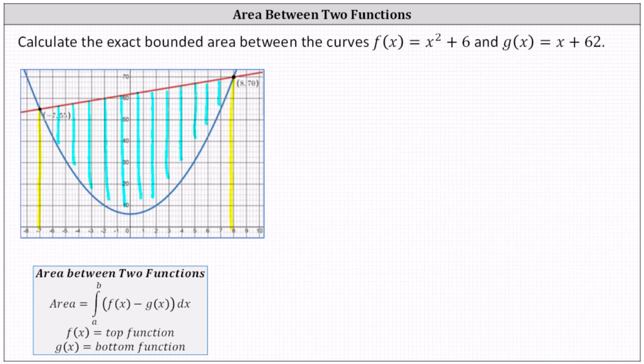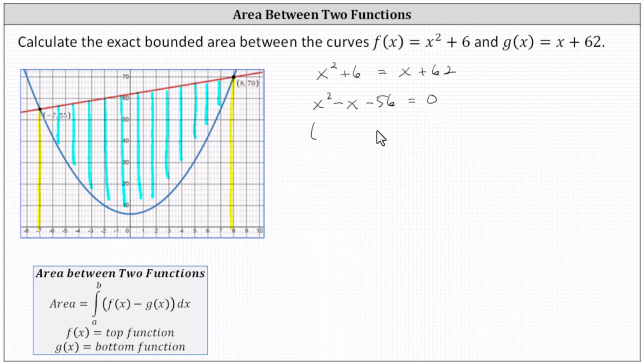If we didn't have a graph to determine these x values, we can always find them by setting the two functions equal to each other and solving for x. And I do also want to show this. Setting the two functions equal to each other, we have the equation x squared plus 6 equals x plus 62. Let's set the right side equal to 0 by subtracting x on both sides, as well as subtracting 62. This gives us x squared minus x, and then 6 minus 62 is -56, giving us minus 56 equals 0.